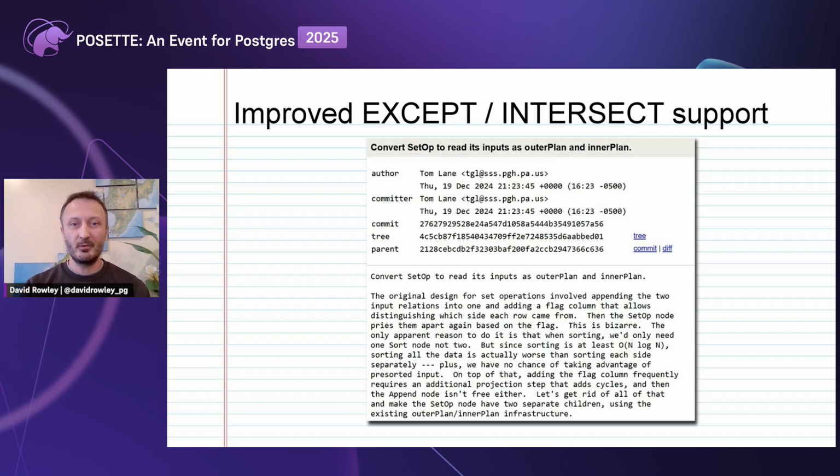So the next change I want to talk about improves set operations in Postgres 18. Set operations are like UNION, EXCEPT, and INTERSECT. UNION is the most common set operation, I would say. EXCEPT and INTERSECT are less common, but they do exist. And this particular change affects only EXCEPT and INTERSECT.